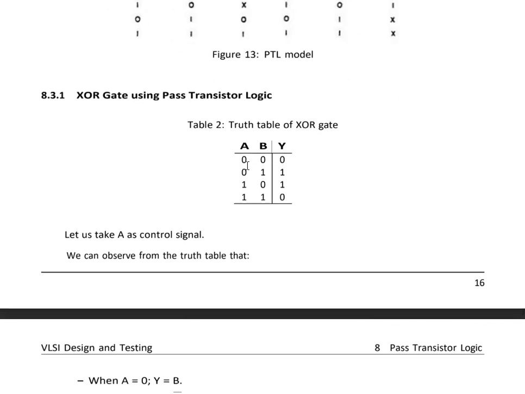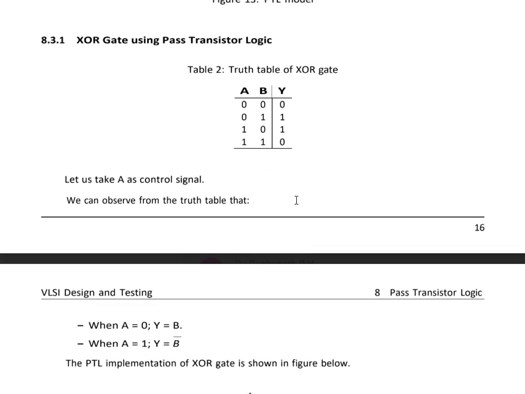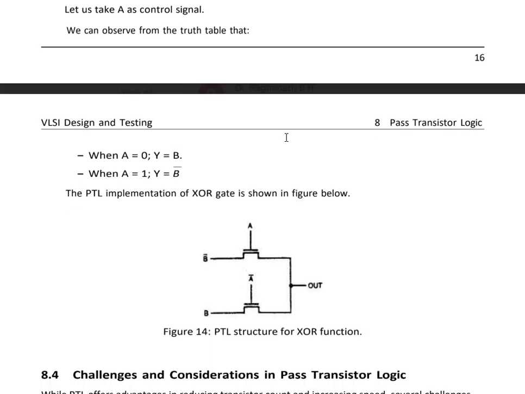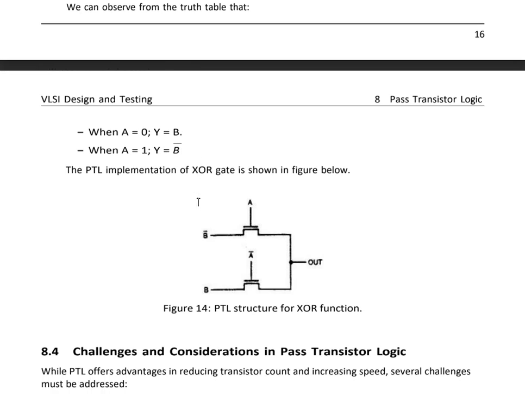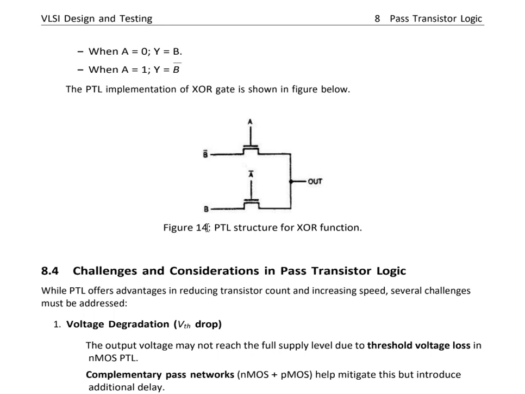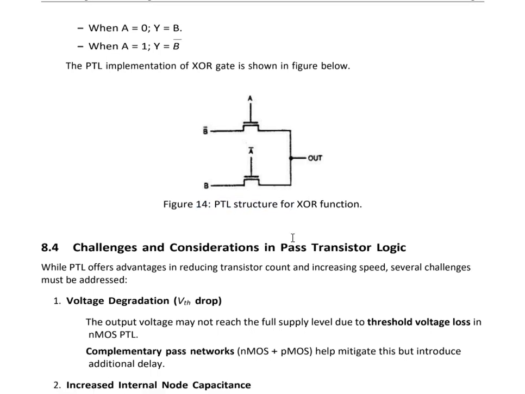So this is the truth table of XOR gate. Let us take A as the control signal and observe the truth table. If A is 0, the output Y is B, and if A is equal to 1, output Y is equal to B bar. So based on this logic, we have to write the XOR gate circuit. Here A is the control signal and B and B bar are the inputs, whereas Y is the output. So this is how you represent the pass transistor logic structure for XOR gate.